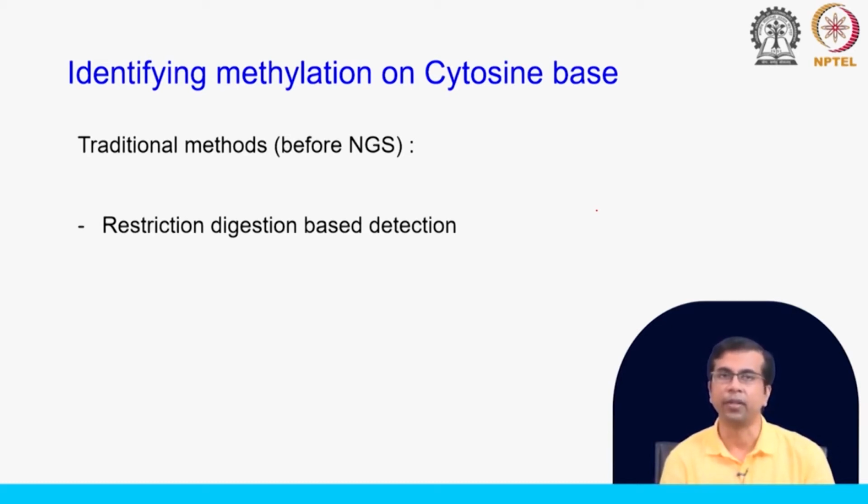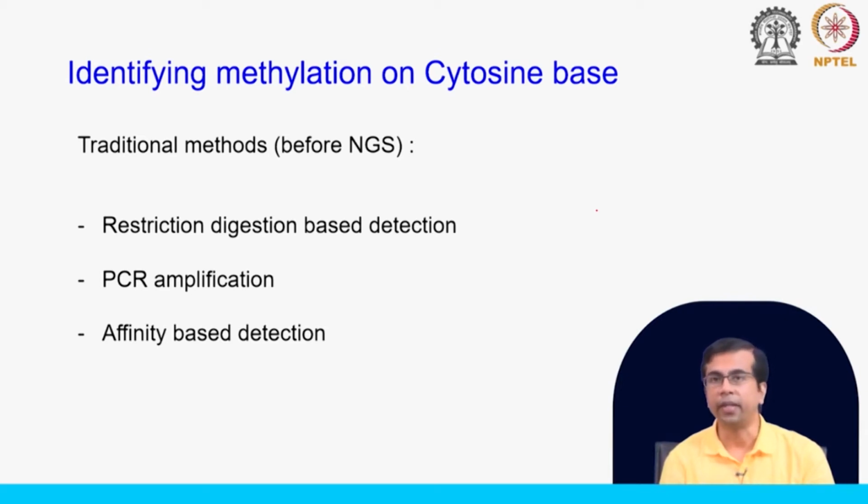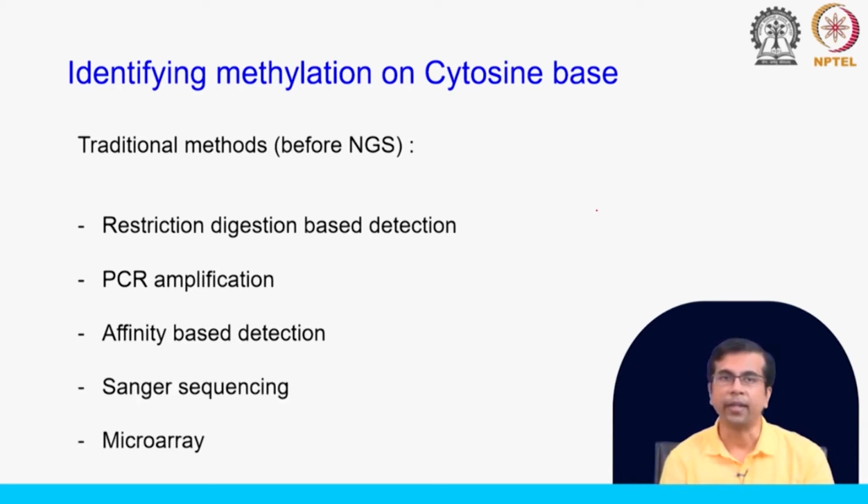So, these methods use those restriction enzymes to identify the methylation patterns. In the next slide, I will actually discuss this in a bit more detail. Then we also had PCR amplification based method for detection of this methylation pattern. We also had affinity based methods, and then of course, we had Sanger sequencing.